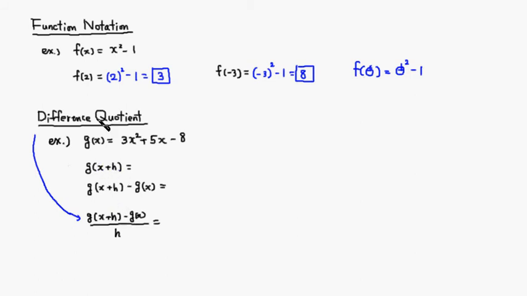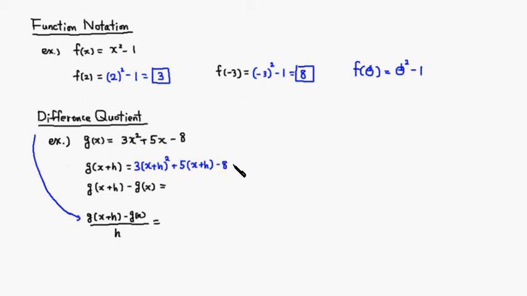What does that mean? This means that every time you see x in the formula, we replace it by the quantity x plus h. So let's do that. 3 is already here. Now I see x, so instead we put the quantity x plus h, squared, plus 5 times, I see x, so we put x plus h, then we subtract 8.